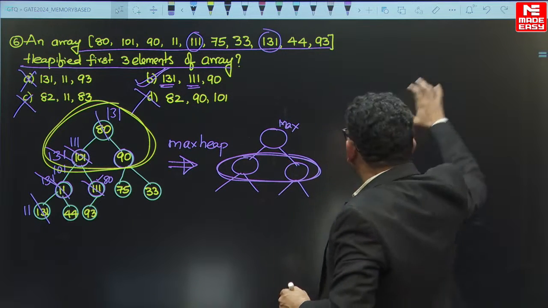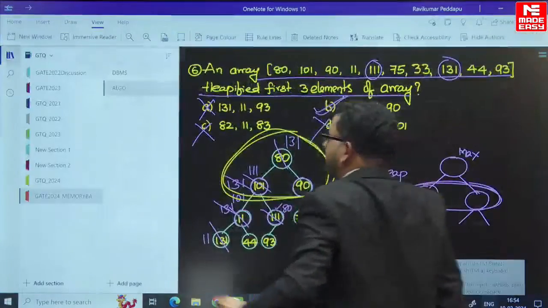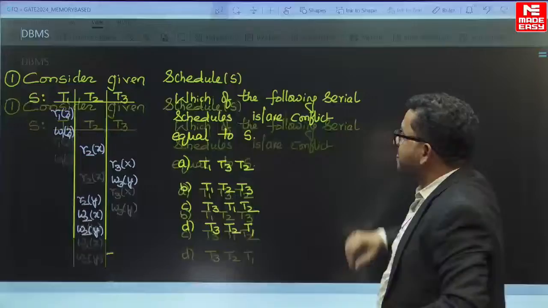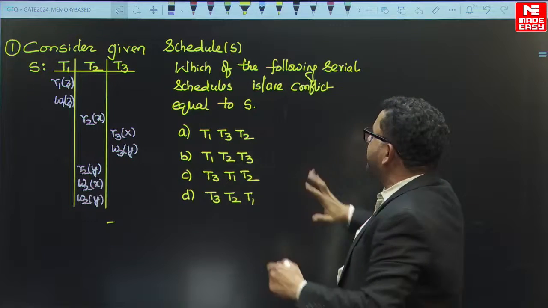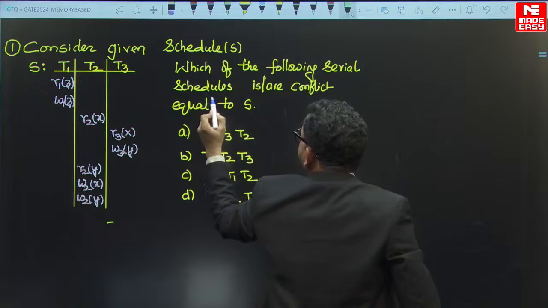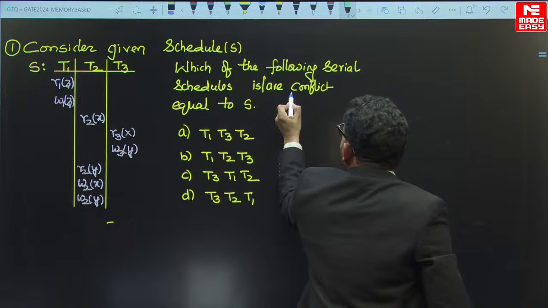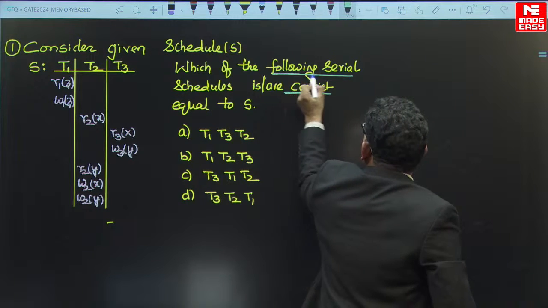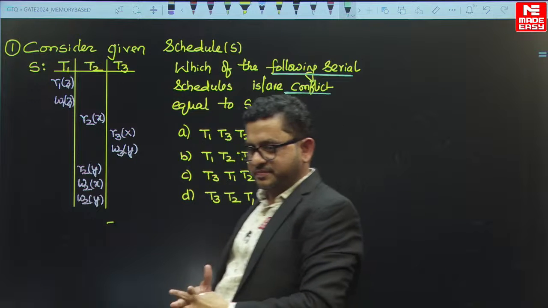Right. So next, let's see a few questions of the DBMS. One question, which for the last 3-4 years is almost repeating again, is conflict equal serial schedule. Again, which is the conflict equal serial schedule?